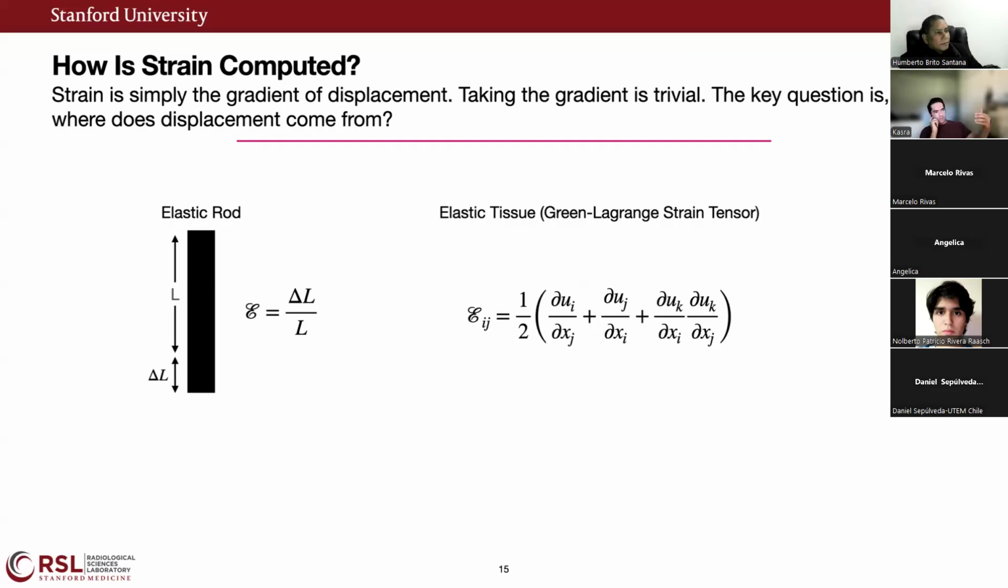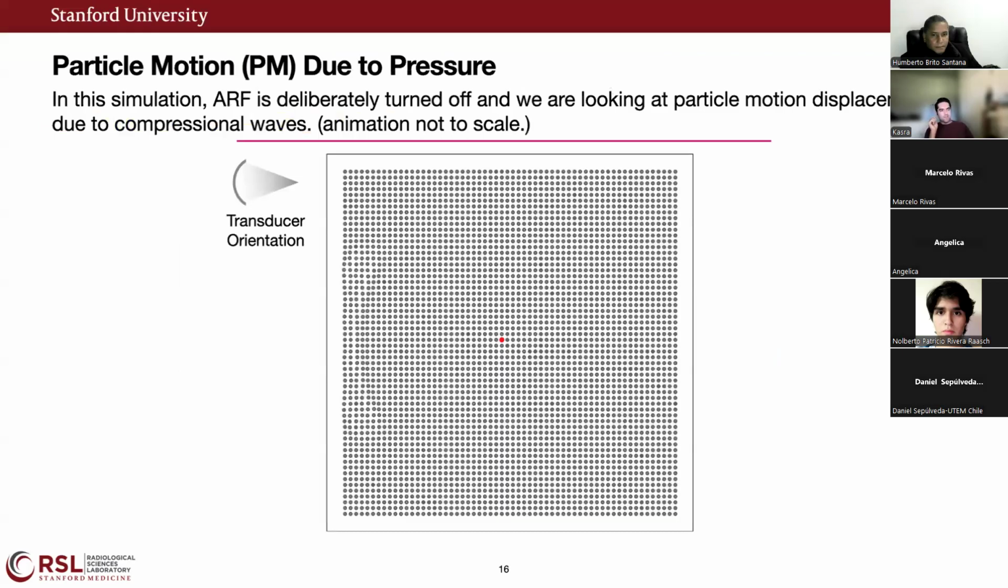So to have the displacement and to take the gradient of it is the easy part. The question is, where do these displacements come from? What should we place in for the variable u in this case? And when we thought more about this problem, we realized there are actually two different sources for displacement. One of them is the micro-level displacement due to the oscillations of the particles. Let me show you what I mean by that.